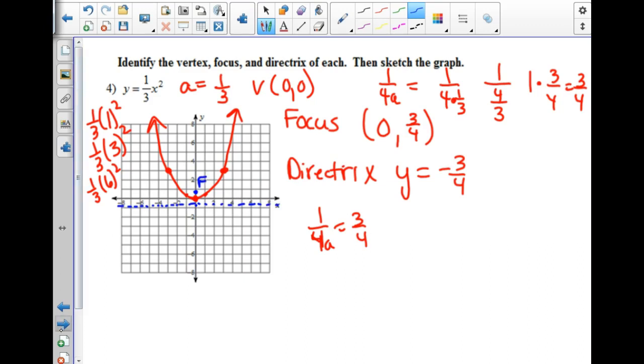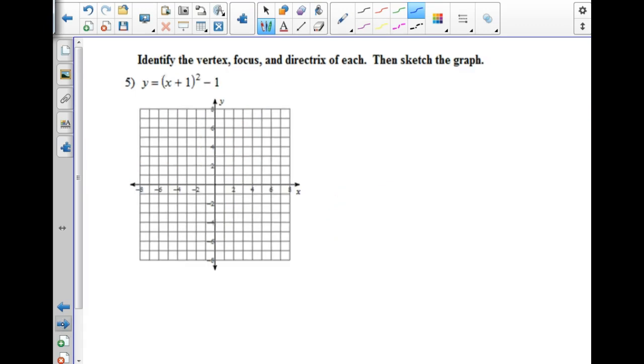So fractions that flatten the parabola out, then you can start to see the focus and directrix because they move further away from the vertex. All right, number 5. Here we go. The vertex has moved. It is no longer at 0, 0. This one's at -1, -1. H is -1, K is -1.